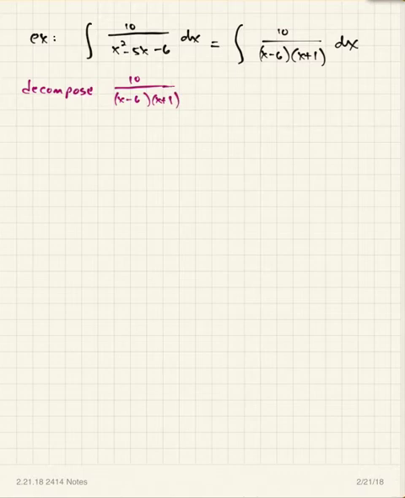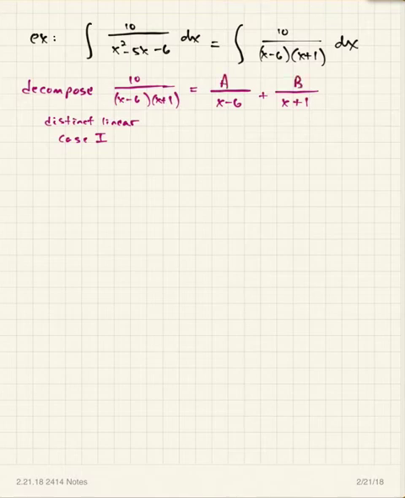And in the denominator, what do I have? What case do I have? Well, each factor is linear. They're all different. So these are distinct linear factors. This is case 1. All right, so case 1 says that you have a separate fraction for every linear factor. And then in the numerator, you just have a capital A and a capital B like that.